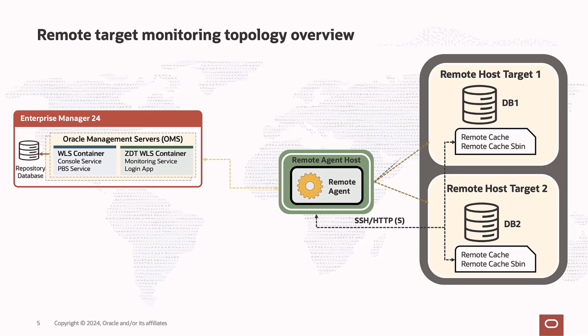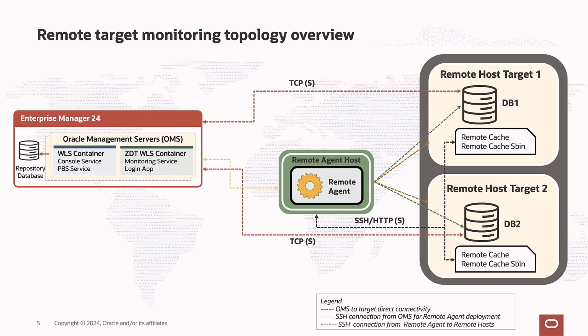For direct connectivity to manage targets, the OMS establishes a direct connectivity where OMS directly connects to the remote database for monitoring. And here you can see the various communication channels that happen, like OMS to the target direct connectivity, SSH connection from the OMS for remote agent deployment, and SSH connection from the remote agent to remote host for monitoring.